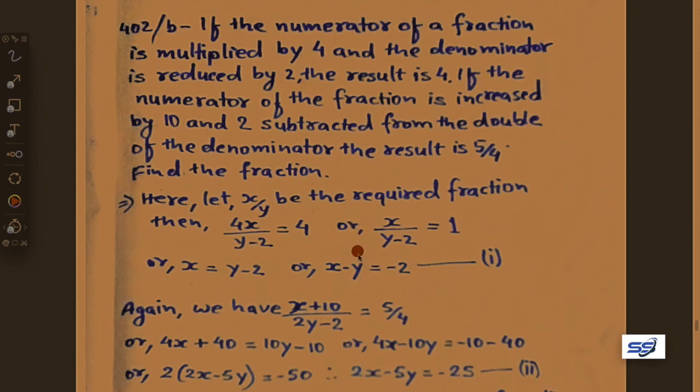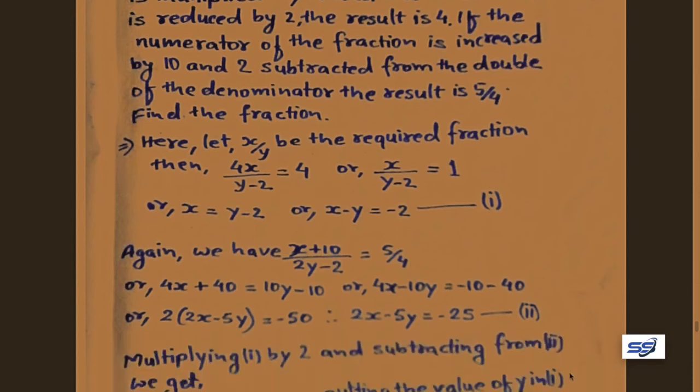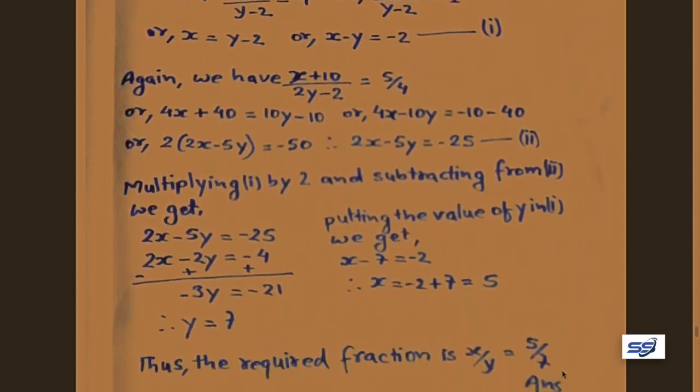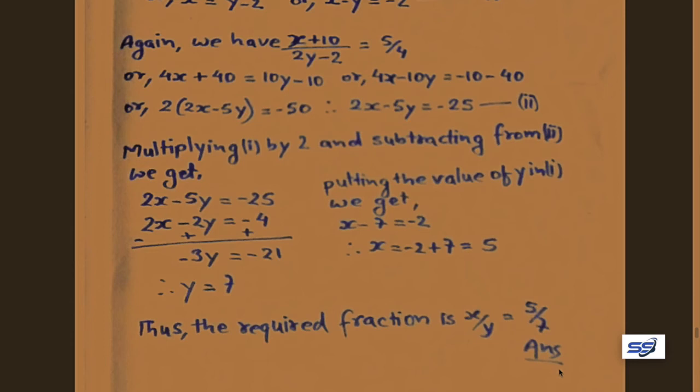From the first case we got the first equation, and from the second case we get our second equation. On getting two equations, we will find our required fraction. To solve, we have to do certain things. See here, to solve our equations 1 and 2, we have to multiply equation 1 by 2. This equation shall be multiplied by 2.